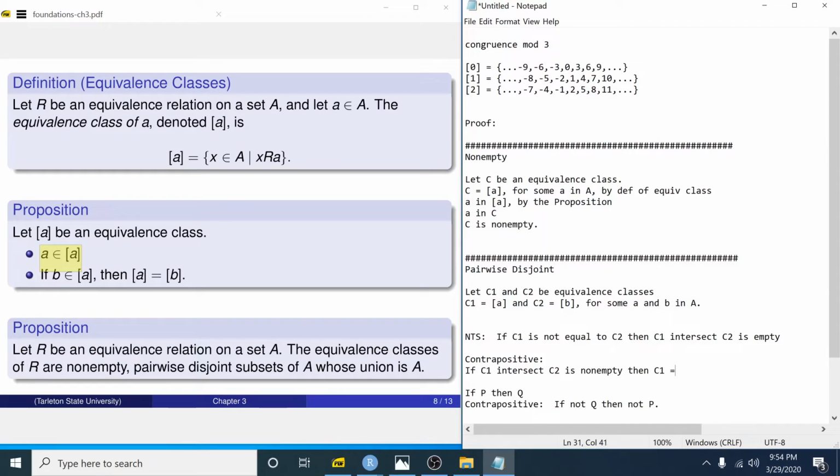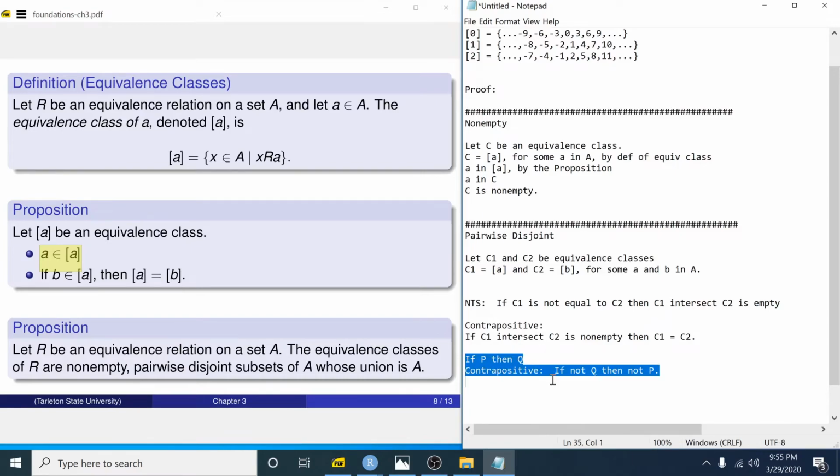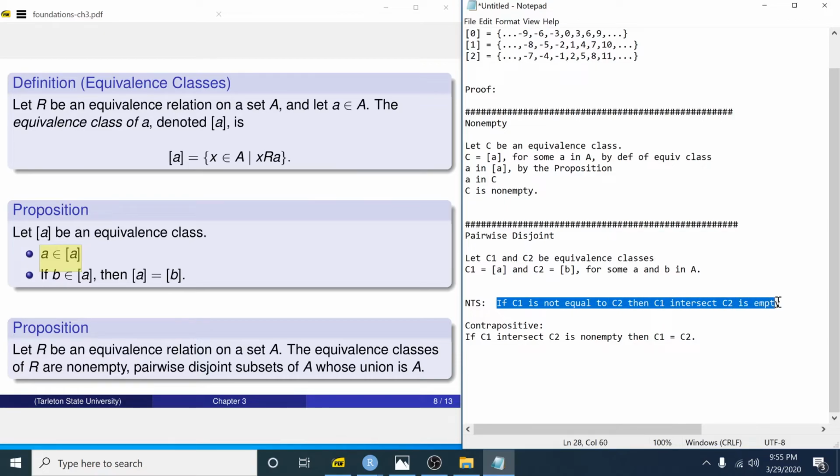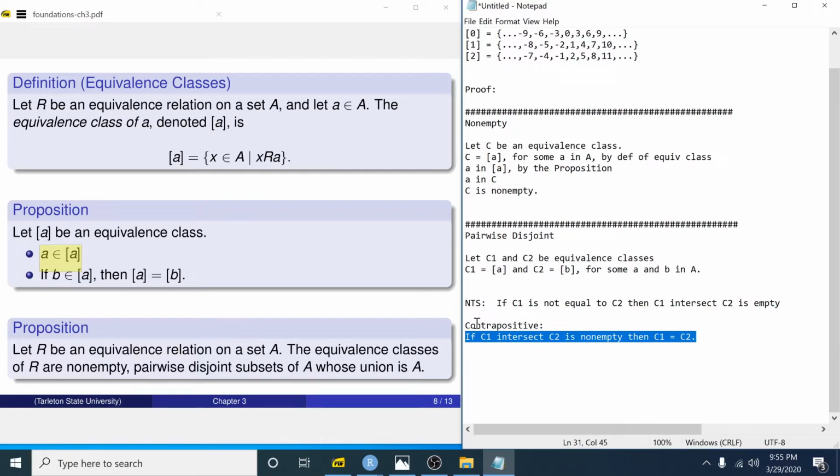We just say C1 equals C2. Okay. So yeah, the actual thing we're trying to prove is if C1 is not equal to C2, then C1 intersects C2 is empty. That's equivalent to saying if C1 intersects C2 is non-empty, then C1 is equal to C2. The contrapositive is the same statement as the original statement. So we just need to show the contrapositive is true, and we're done with this part of the proof.